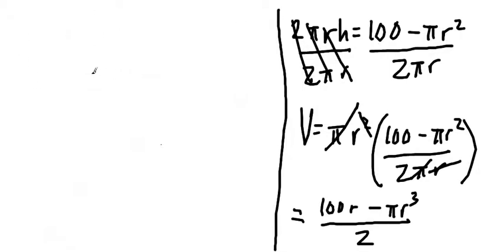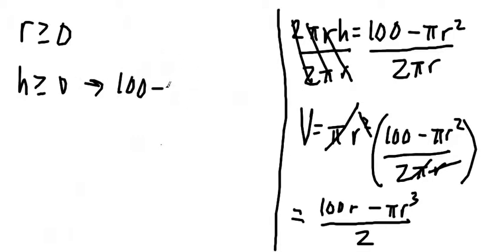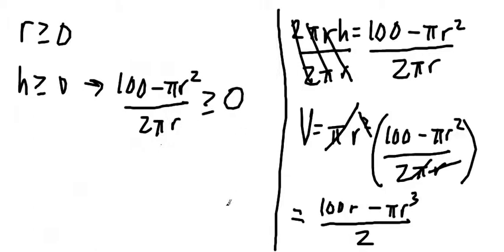r has to be bigger than or equal to 0 because it's a distance. h also has to be greater than or equal to 0, and that should give us another sort of constraint on r. Since h is greater than or equal to 0, and h is equal to 100 minus pi r squared over 2 pi r, this has to be greater than or equal to 0.